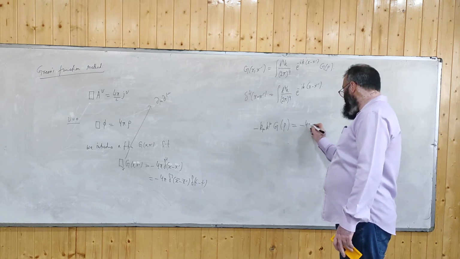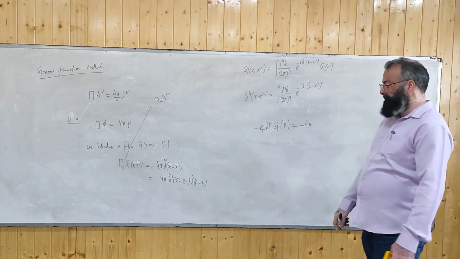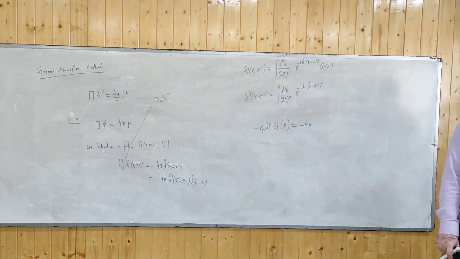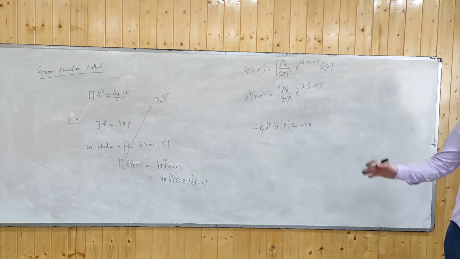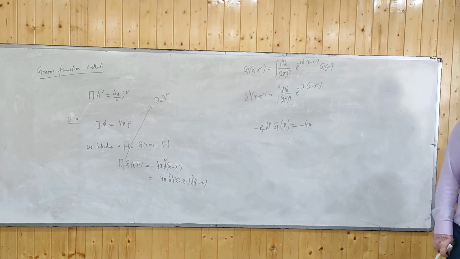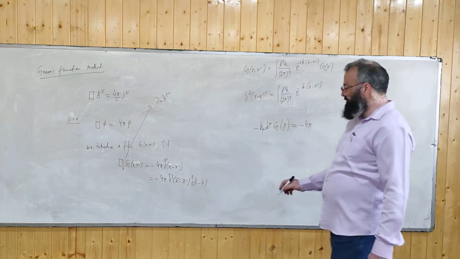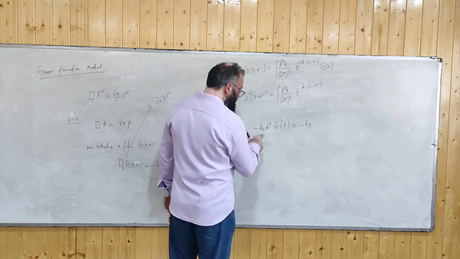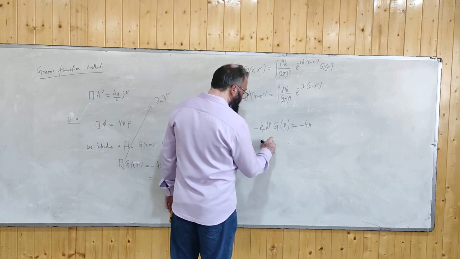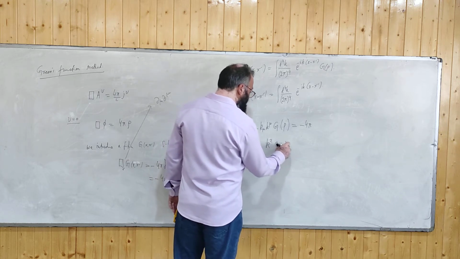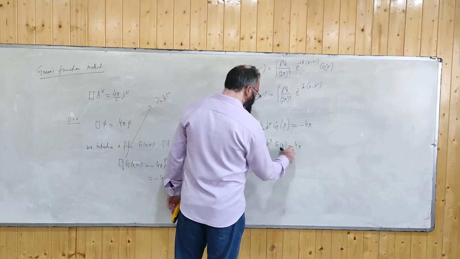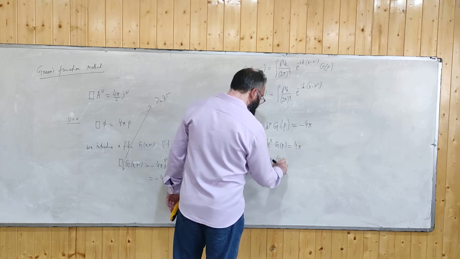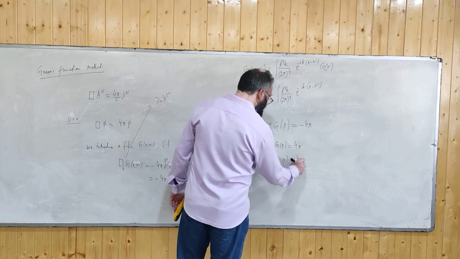minus 4 pi. I have skipped one step, so you have to substitute it, then cancel the terms. So this equation will give you this thing. What is this object? k mu k mu is k square. So g(p) is simply equal to 4 pi by k square.